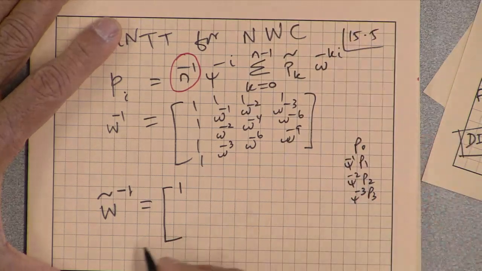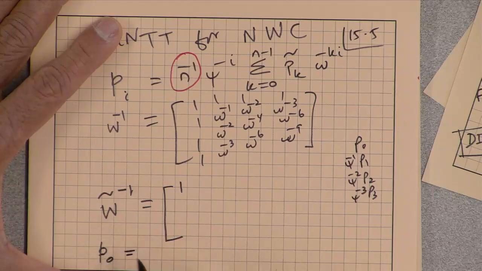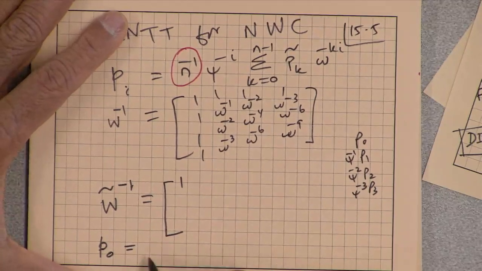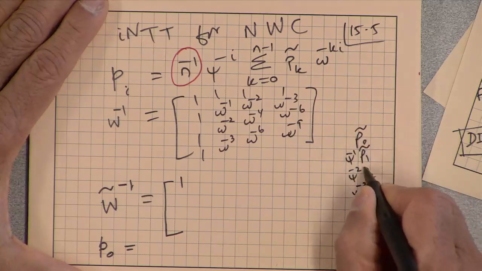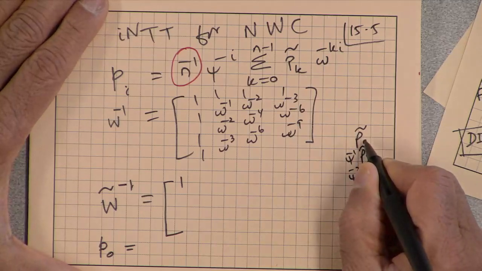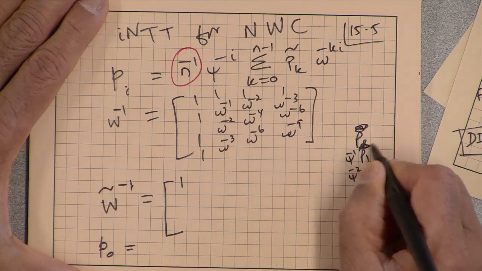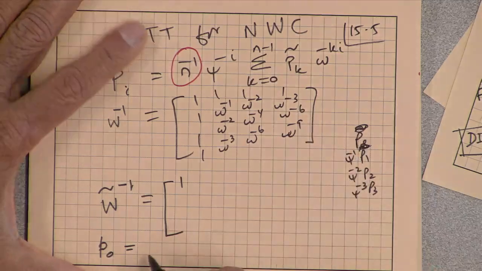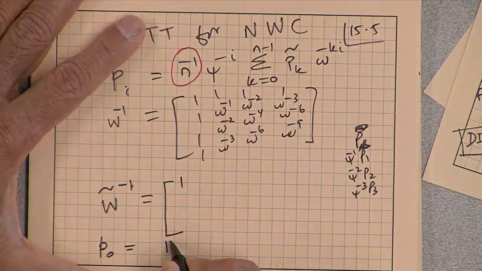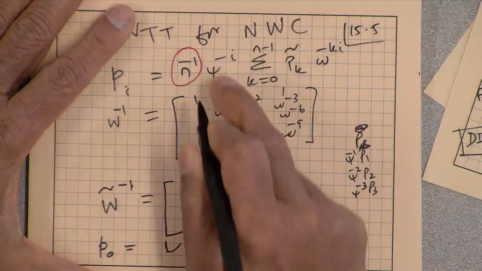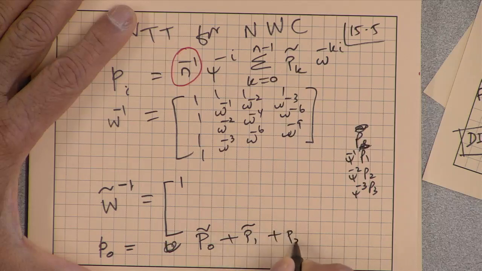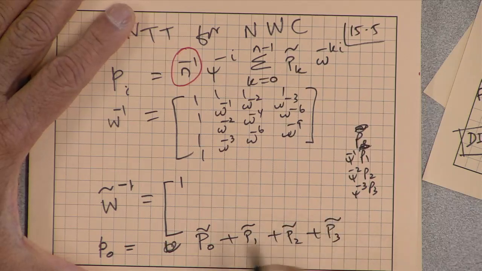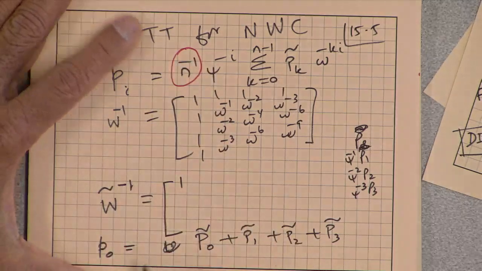So P0, what would P0 be? I should say that these are tilde though. So let's multiply this by P0, psi to power minus 0, which is 1. So this would simply be P0 tilde plus P1 tilde plus P2 tilde plus P3 tilde. I am not taking into account that scale factor, don't worry about that.